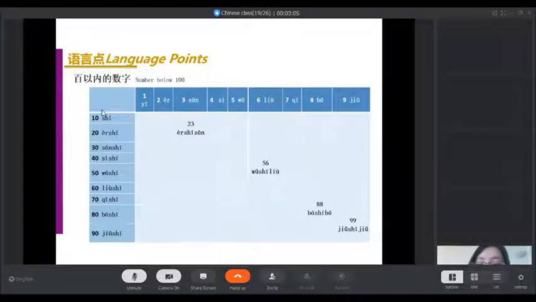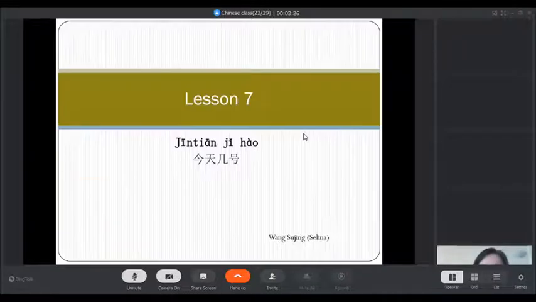We just combine this line and this line. For example, 23, we can say 23. So here, about the numbers. In this lesson, we will use the numbers to talk about date. Also, after class, some students ask me about the date, and today we will learn it.